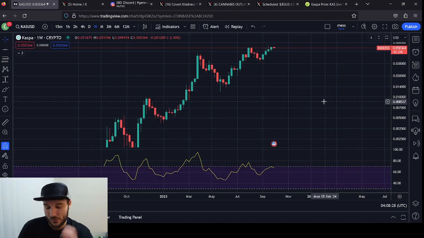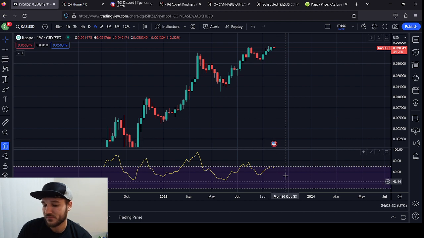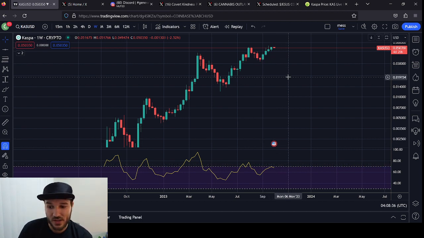This is the first week. You have 4 days and 20 hours left. It's 4:20 somewhere. 4 days and 20 hours left in this week. A lot can happen. You're only down 2.5%. It's a very small week. Kaspa can definitely turn around from there.